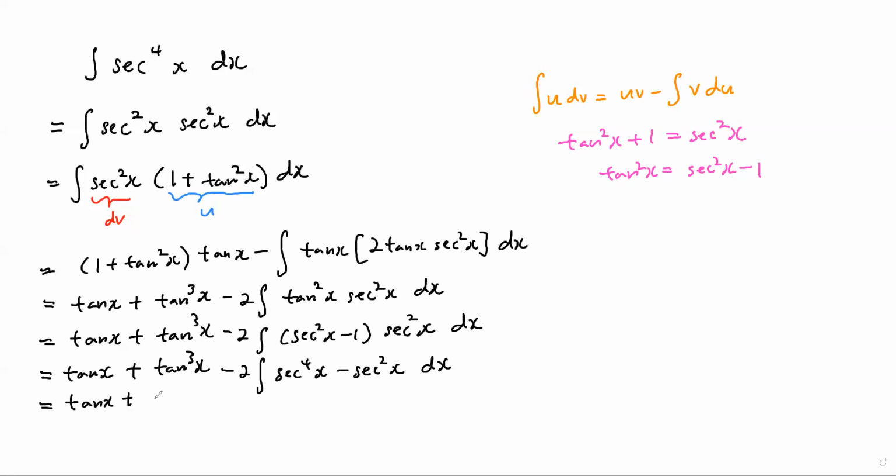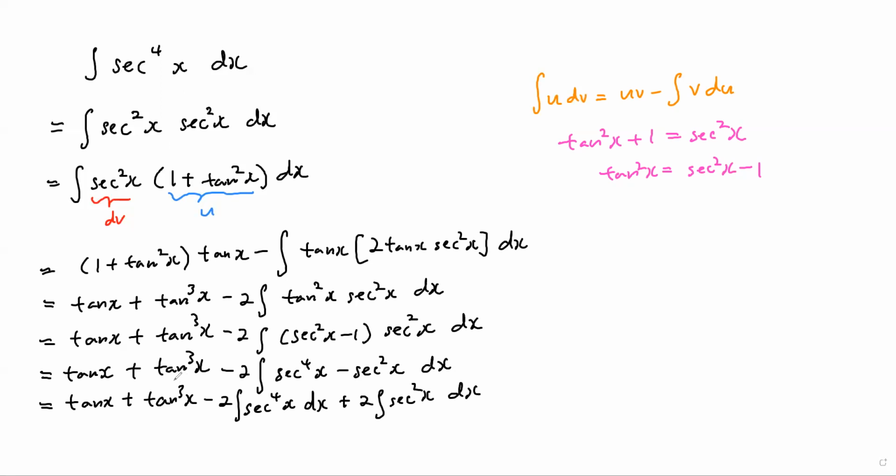Now I'm going to split this up because I realized that there's a secant to the power 4x, which is the same as the original question. So this would be 2 integrate secant to the power 4x dx plus 2 integrate secant square x dx. Integrating secant square x is pretty easy. So this is good.